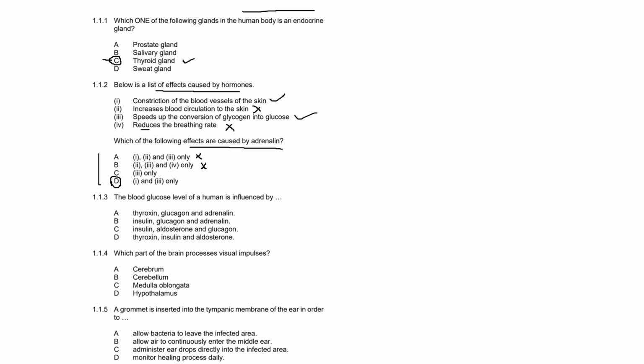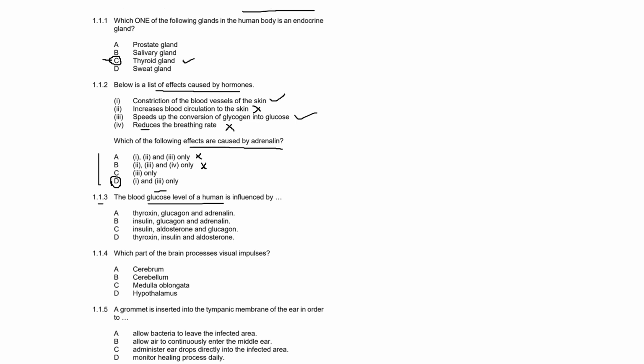Now we continue with the next question, 1.1.3. The blood glucose level of a human is influenced by something. Again, it's a question about knowing exactly what influences what. We know that the blood glucose level in our body is influenced by different hormones. Looking at the list of options, whenever we deal with glucose, you think about insulin or diabetes. Whenever you see the word glucose, you think about insulin and also diabetes.